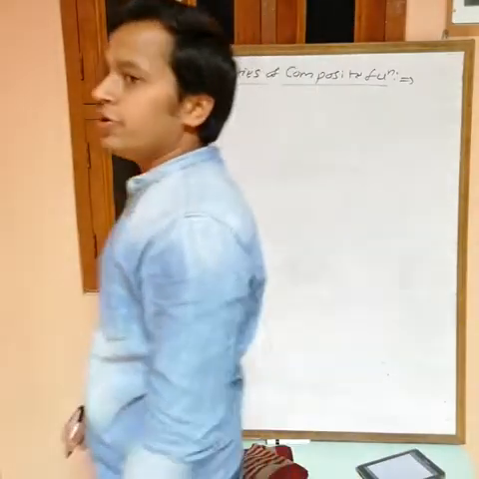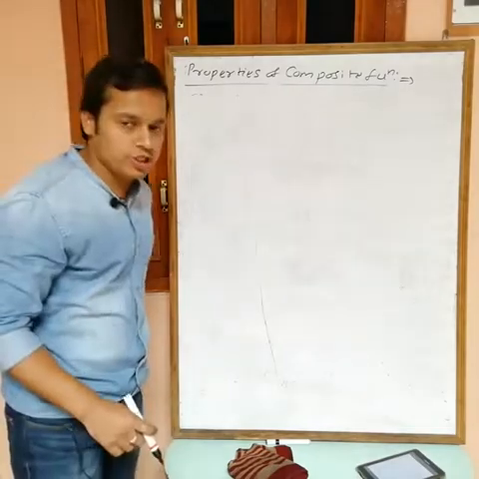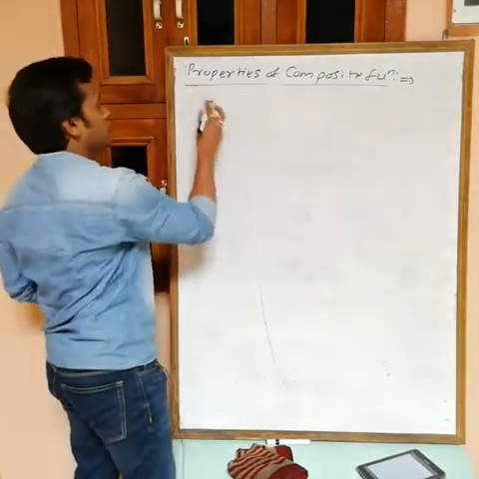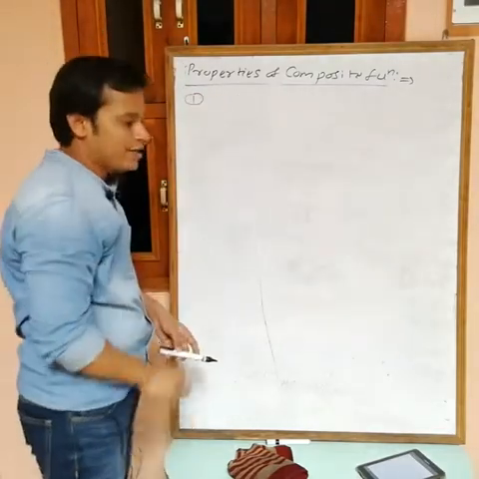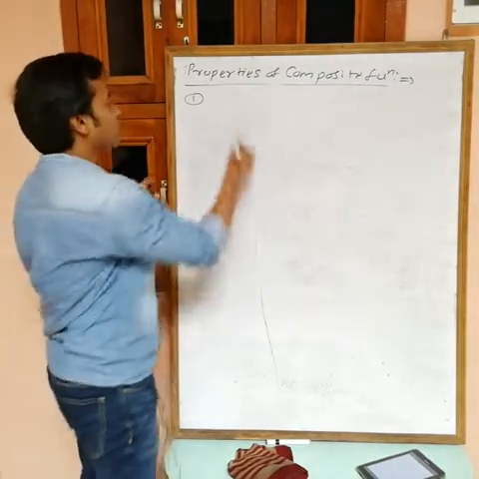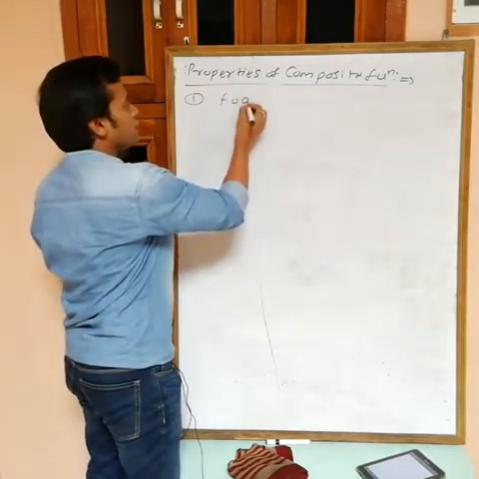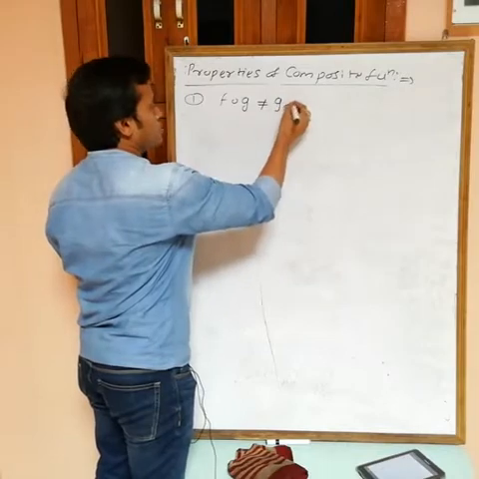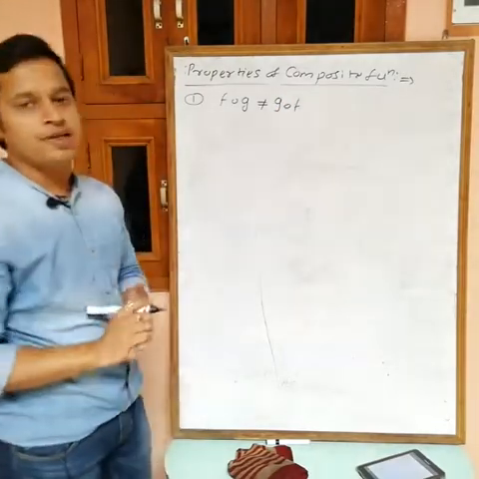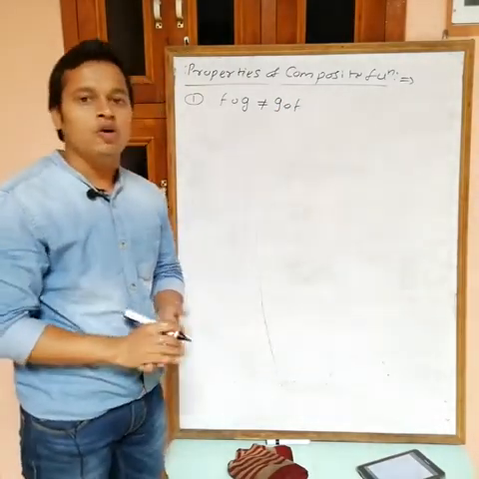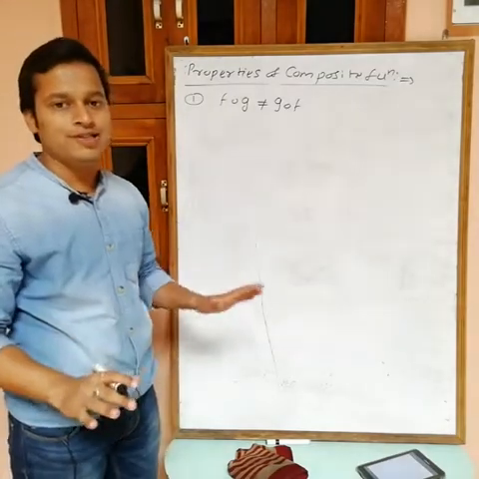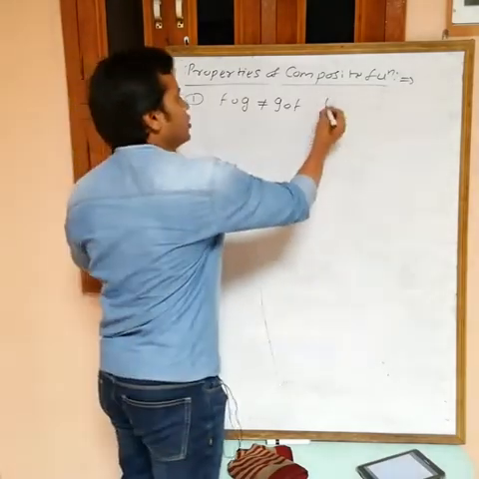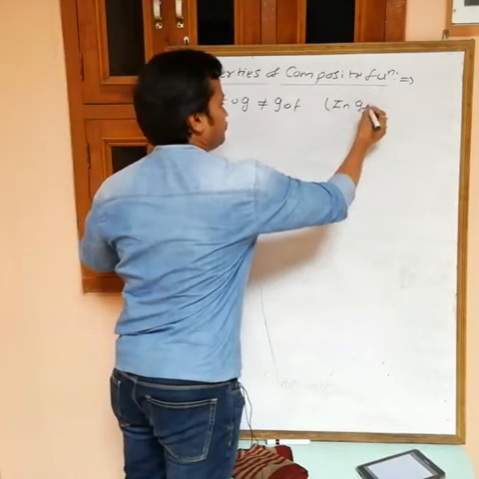Okay, so next is properties of composite function. First one, composite function f of g x and g of f x. Okay, f of g is not equal to g of f. Both are not the same thing. Sometimes they may be the same, but both are not the same thing. In general, they are not equal.